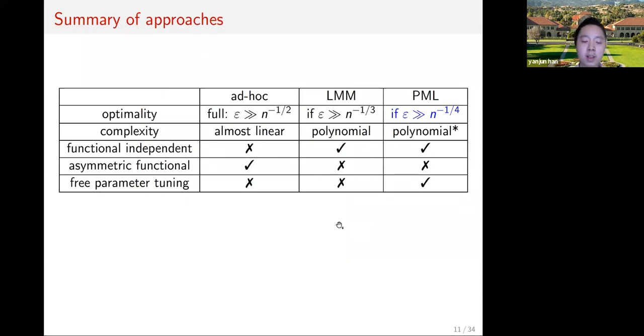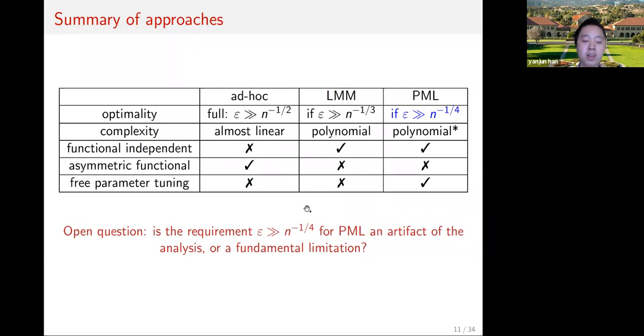And the important open question asked by the previous authors is: is the requirement epsilon much greater than n to the minus 1/4 for PML an artifact of analysis or a fundamental limitation of the PML? So there could be two possibilities. Let's say PML could be fully optimal for the widest range where epsilon is much greater than 1 by root n, the parametric rate, and this is because people cannot show that so far.